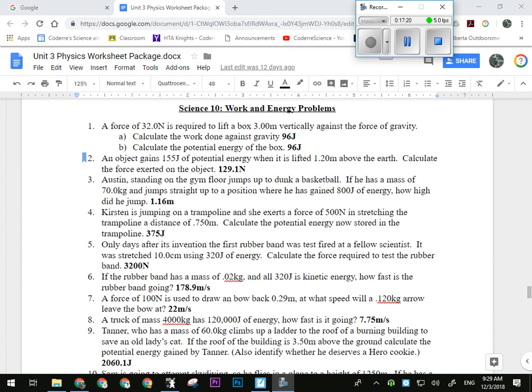Okay, so let's quickly talk about question number 1 here. In question number 1, they tell us there's 32 newtons worth of force lifting a box 3 meters. So they gave us force and distance as well as height. There are actually 2 different ways to look at this question.